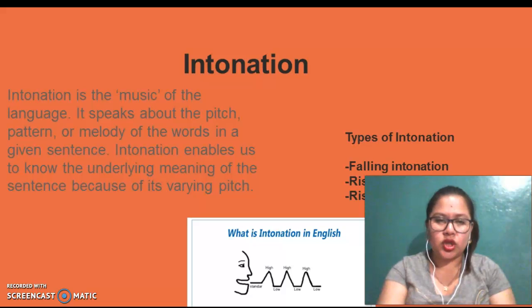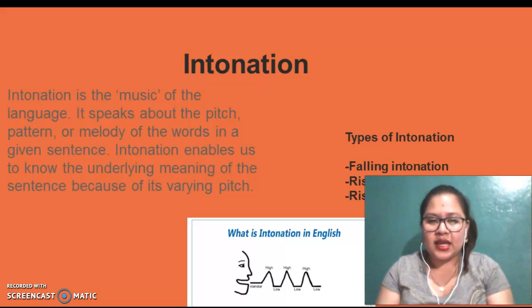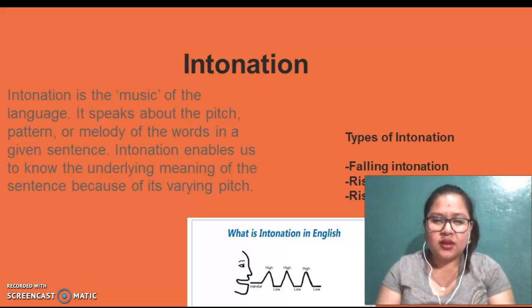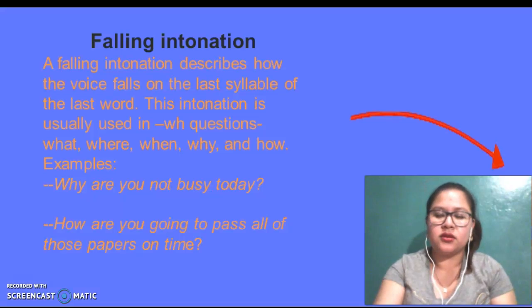Let's start with intonation. Intonation is the music of the language. It speaks about the pitch pattern or melody of the words in a given sentence. Intonation enables us to know the underlying meaning of the sentence because of its varying pitch. There are three types of intonation: falling intonation, rising intonation, and false rise intonation.